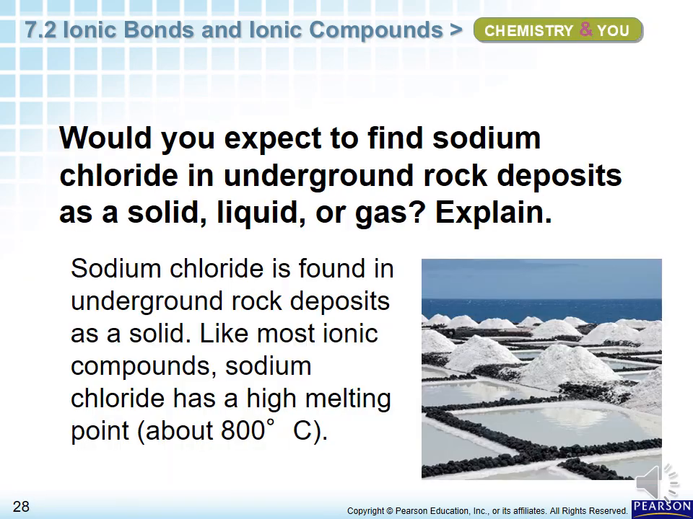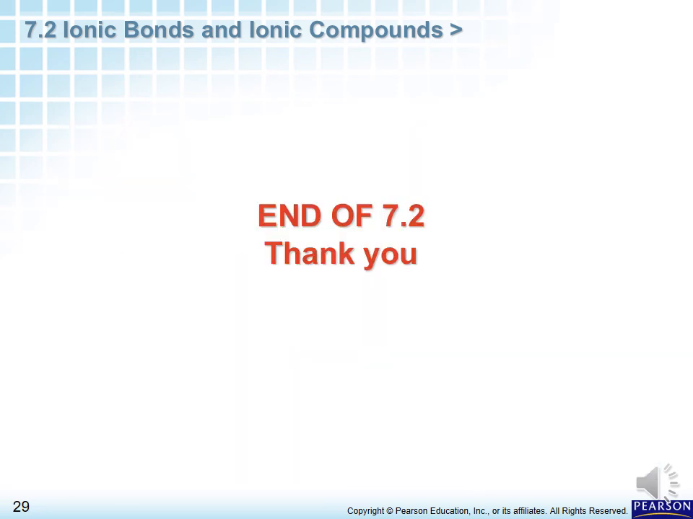All right. So would you expect to find sodium chloride in underground rock deposits as a solid, liquid, or gas? Sodium chloride is found in underground rock deposits as a solid. Like most ionic compounds, sodium chloride has a high melting point, about 800 degrees Celsius.